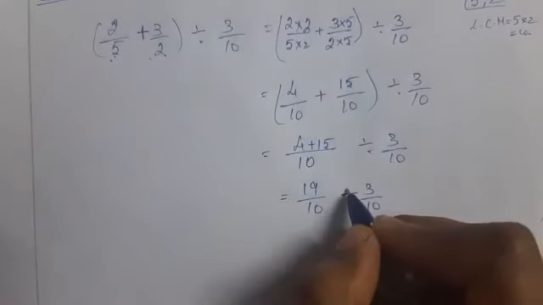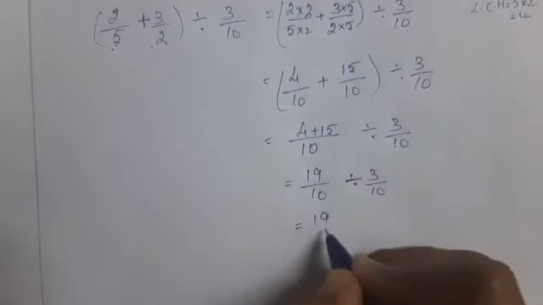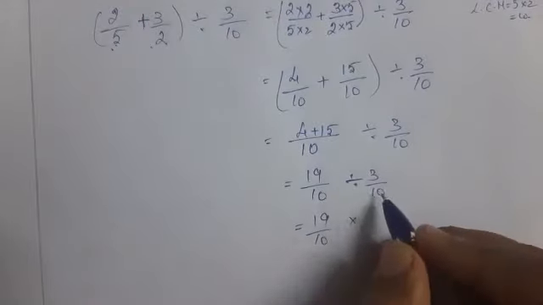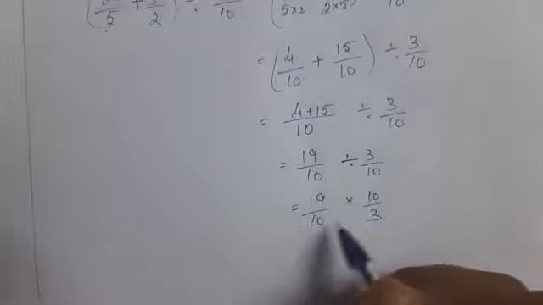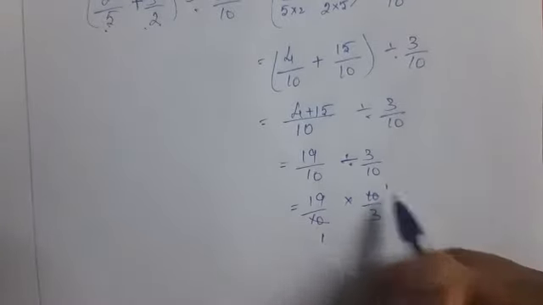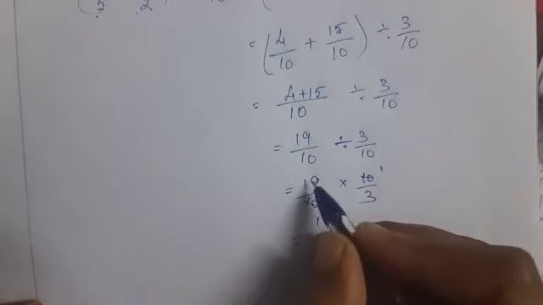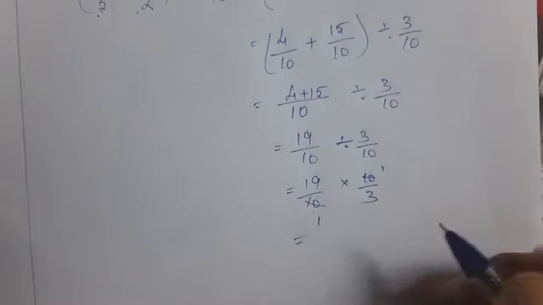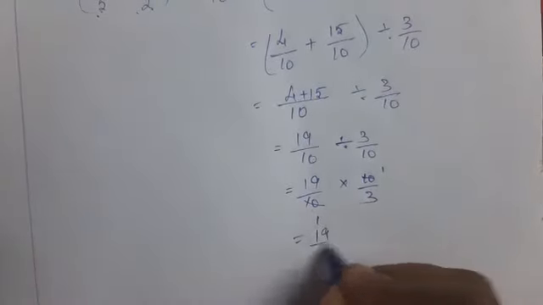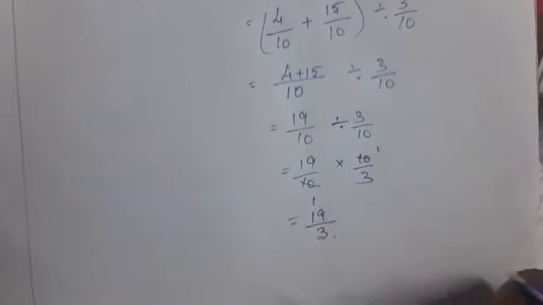Now change the division sign into multiplication. The reciprocal of 3 by 10 is 10 by 3. Now do you have a common factor? 10. Therefore 1 10 is 10. Now you didn't have a common factor for 19 and 3. Therefore just multiply and write, that is 19 by 3.